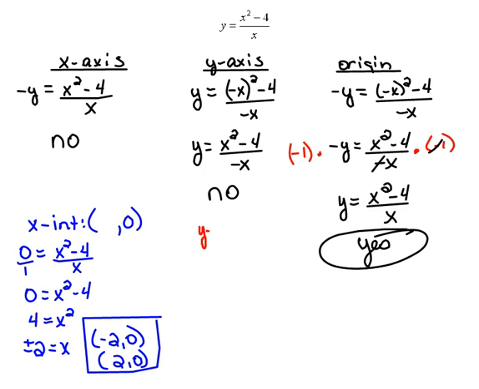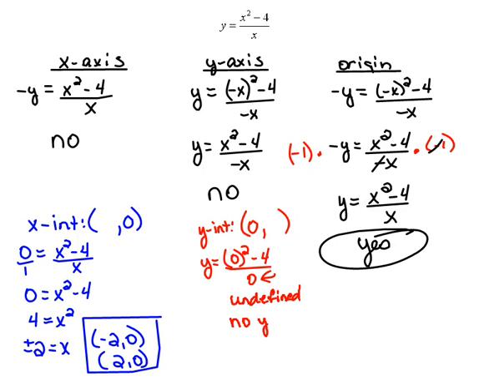Now for y-intercepts. Every single y-intercept has an x value of 0. So let's use that. So y equals 0 squared minus 4 over 0. Well, right here is a big major problem. We cannot divide by 0. That becomes something that is undefined. So that tells us that there is no y-intercept in this problem.